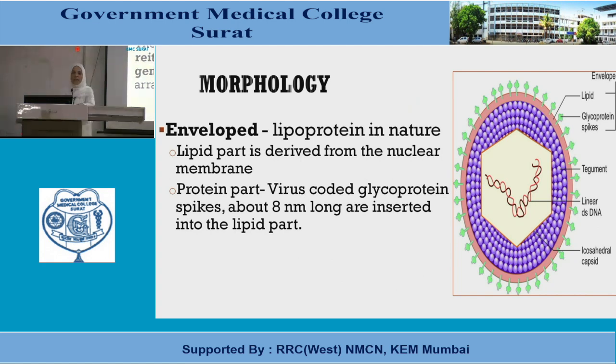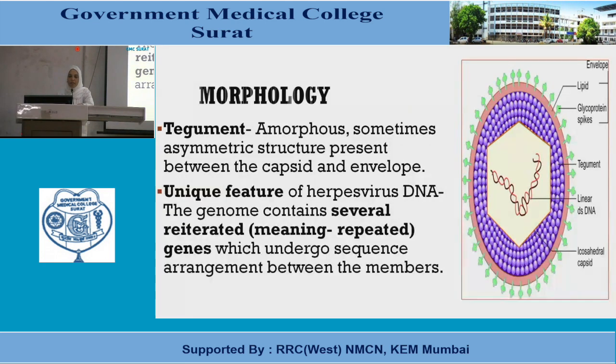Now the tegument is an amorphous substance which forms an asymmetric structure between the capsid and the envelope, which is very well appreciated here. You can see all these purple balls, which are the amorphous material. A unique feature of these herpes DNA viruses is that the genome contains several reiterated or repeated genes, which undergo sequence rearrangement between the different members of the herpes class.